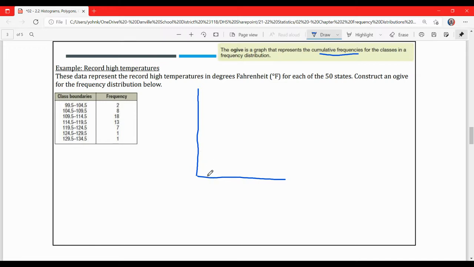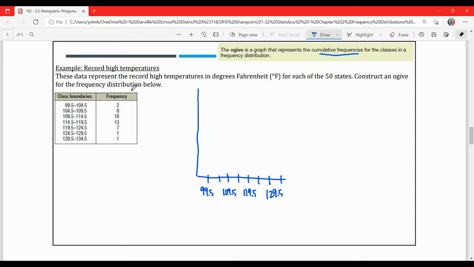So class boundaries, 99.5. So there was 7. 1, 2, 3, 4, 5, 6, 7. So we got 99.5, 109.5, 119.5, 129.5. I must have missed one. And then one more. And then cumulative frequencies are going to go on the vertical.